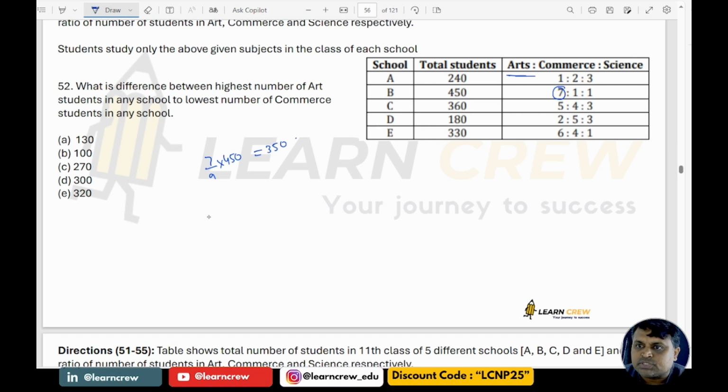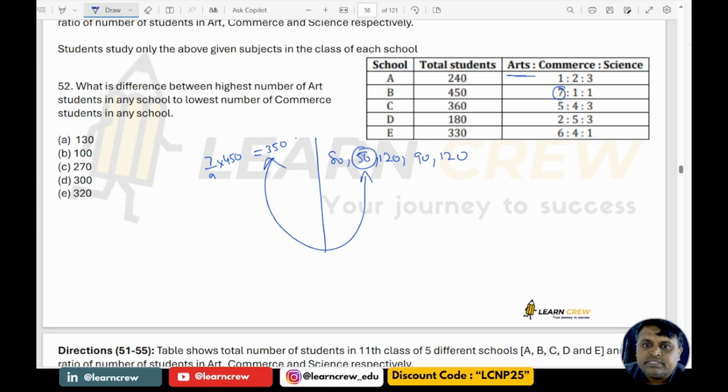And the lowest number of commerce students. The first one, A, is 2 by 6, one third of 240, which is 80. Second one, 1 by 9th of 450, 50. Third one, 4 by 12th of 360, one third of 360, 120. Then half of 180, 90. Then 4 by 11 of 330, which is 120. So which is least here? 50 is the least. You need to find the difference of 350 and 50. So the answer is 300.